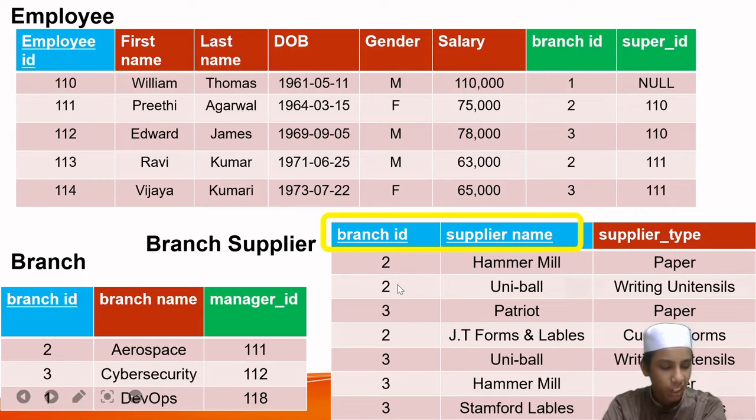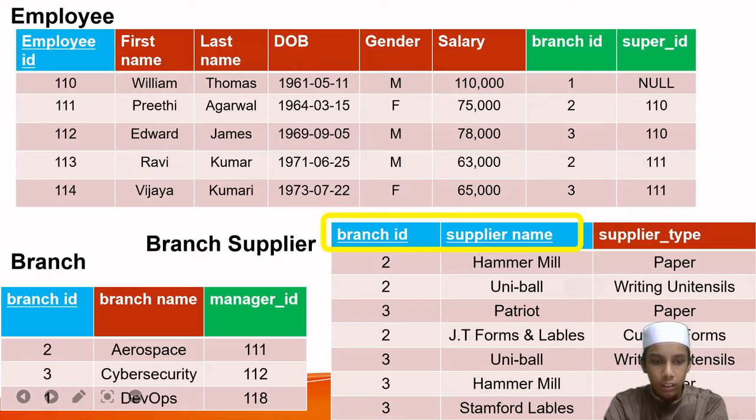We are able to define, like Uniball, he is supplying to the aerospace only, and he is supplying writing and sales, and Patriot is supplying paper to the cybersecurity branch. And here Uniball is supplying.